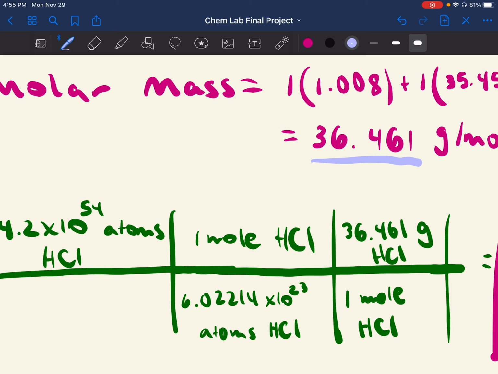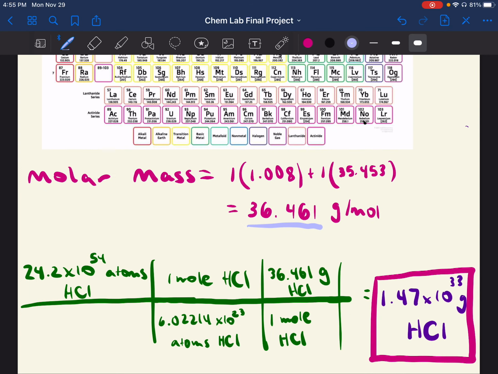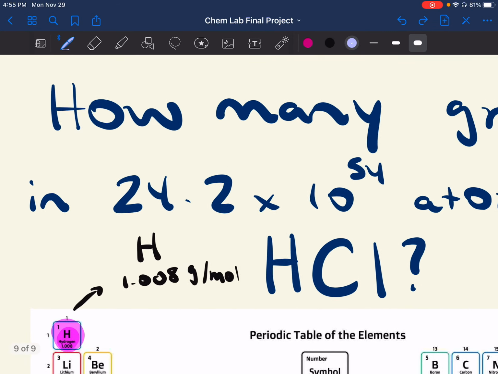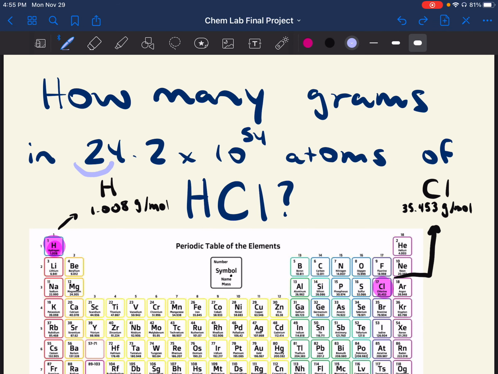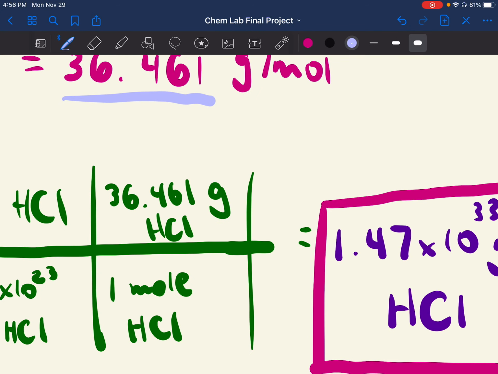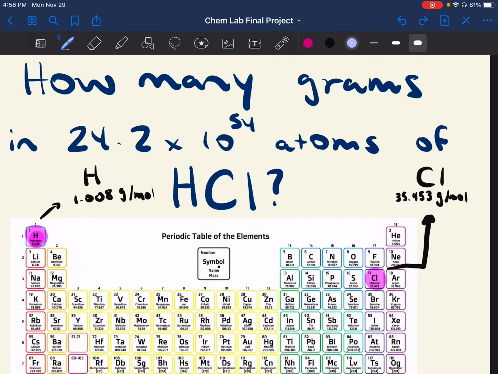And 1 mole of HCl is 36.461 grams of hydrochloric acid. Again, look at the units. If you're confused, atoms cancel, moles cancel, I'm left with grams. Also, I'd like to take a second look at sig figs. To start with, we're working with 3 sig figs, 24.2. And down here, I rounded my answer to 3 sig figs, 1.47. That's 3.